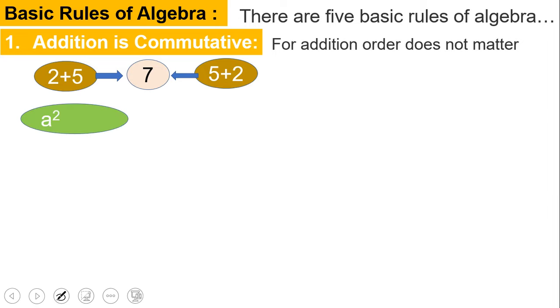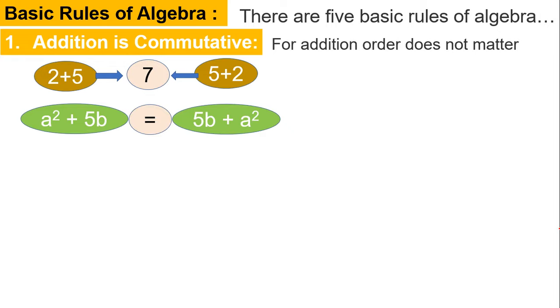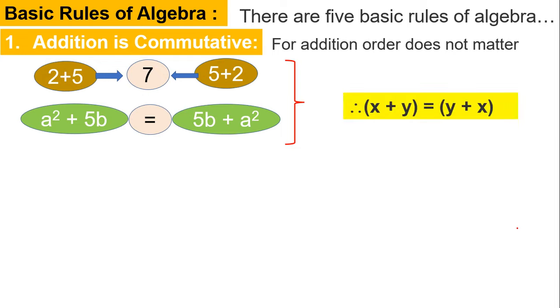Similarly, here a square plus 5b, and another addition order is 5b plus a square, and that is also the same. By using this, we can conclude the statement that x plus y is equal to y plus x. Means addition of x and y is the same in any order.